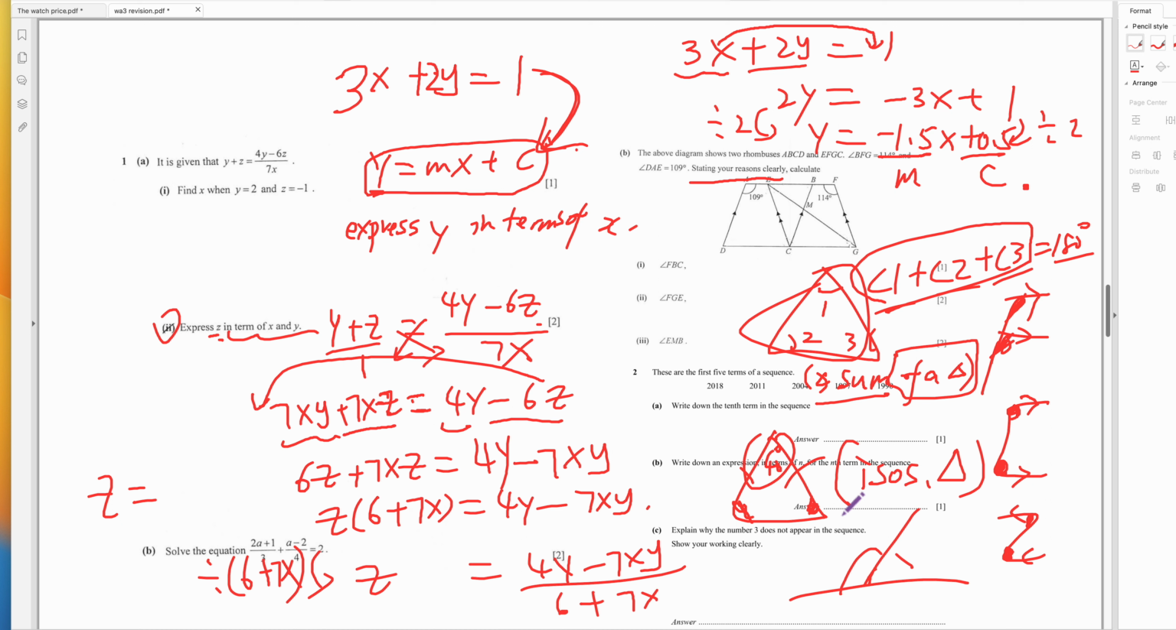Actually, it's both, because you make use of the angle sum of triangle also. Both, so it's okay with both. So basically, you use isosceles triangle, then the angle sum of triangle. But over there is not a triangle. Which one? F, G, G, E.